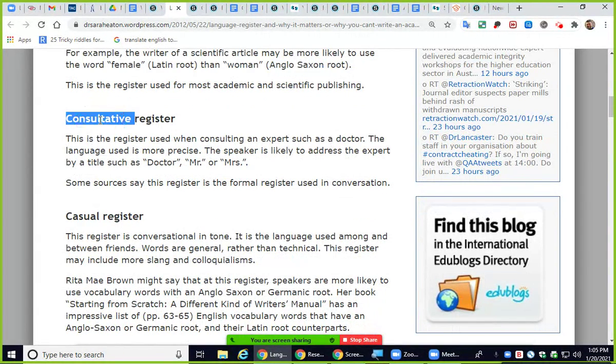Consultative register. I hadn't really heard about this, but you think about having a consultation. That's used when consulting with an expert. You're talking to a doctor. The language used is more precise. The speaker is likely to address the expert by the title, such as Doctor or Mr. or Mrs. So some sources say this register is formal. It's pretty much the same as formal, used in conversation.